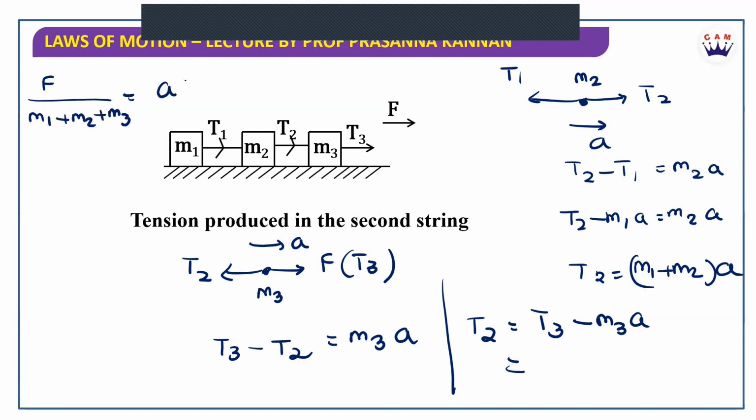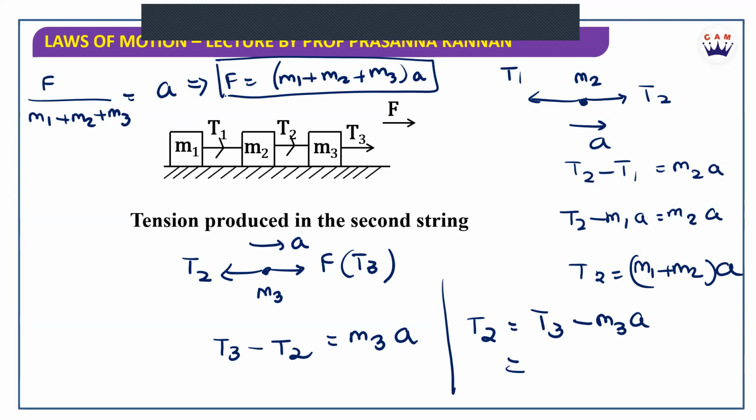Isn't it true? What is the acceleration? F by M1 plus M2 plus M3. So what is F equal to? M1 plus M2 plus M3 into A. Substitute that in the last equation.